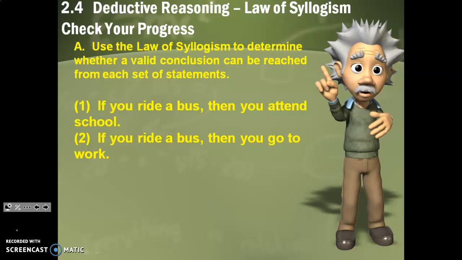So here's some examples. You might want to hit pause to see if you can help work this one out. But if you ride a bus, then you attend school. If you ride a bus, you go to work. Well, both of these are the same. They're both P's. And then one implies maybe a Q. Attend school is my Q. And then go to work would be an R.